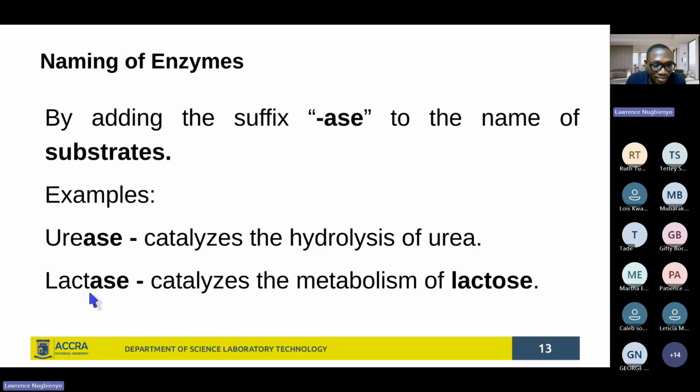The same way you have lactase. Lactase will also be acting on the substrate, the milk sugar lactose. So you see the name lactase ends with ase. It's catalyzing the breakdown of lactose. So that's one way of naming enzymes: adding the suffix ase to the name of the substrate.